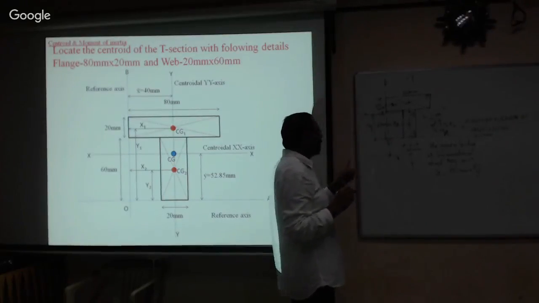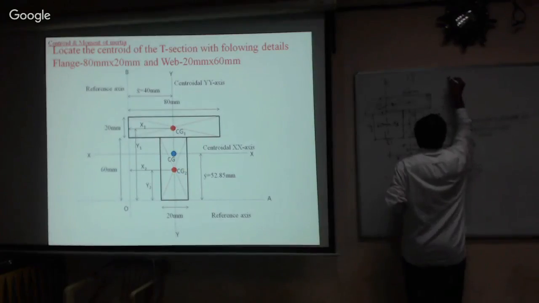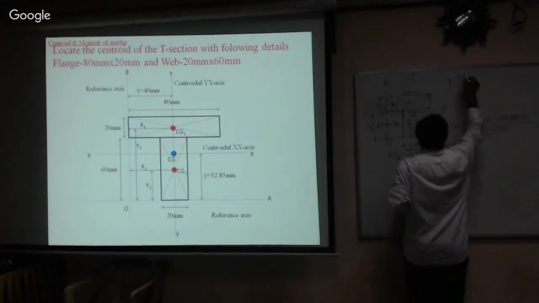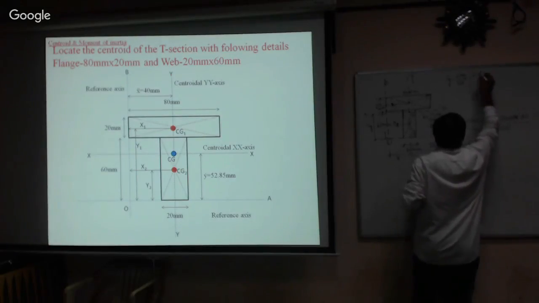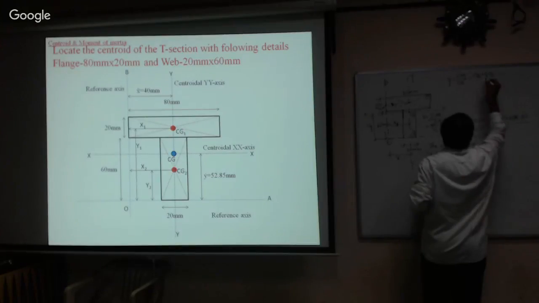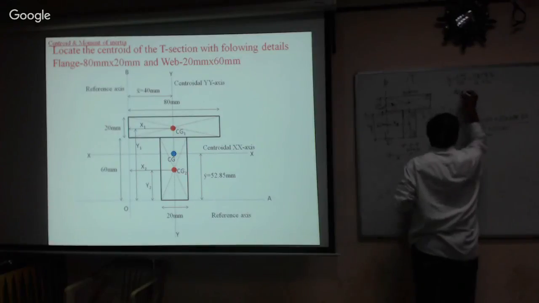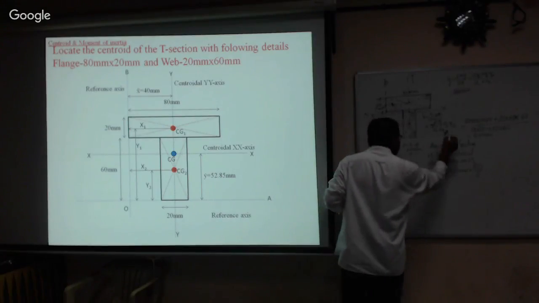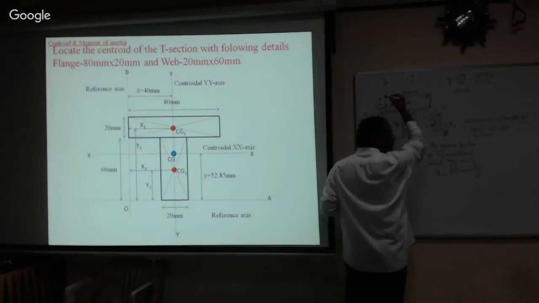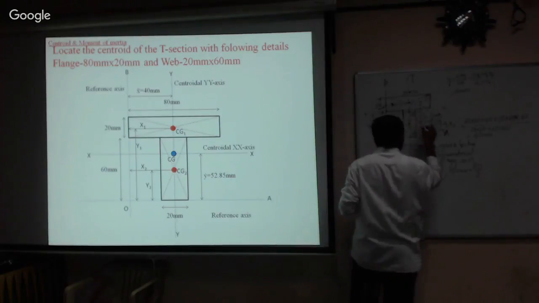Now similarly, to calculate the y bar, how do you calculate it? y bar is equal to sigma ay divided by sigma a. This is equal to a1 y1 plus a2 y2 divided by a1 plus a2. Let us substitute: a1 is 80 multiplied by 20. y1 is how much? See, this is the reference. With respect to this reference, we are calculating the moment of the centroid of this figure. Therefore y1 is from here to here, the centroid to the reference. Come on, tell me, y1 is how much?